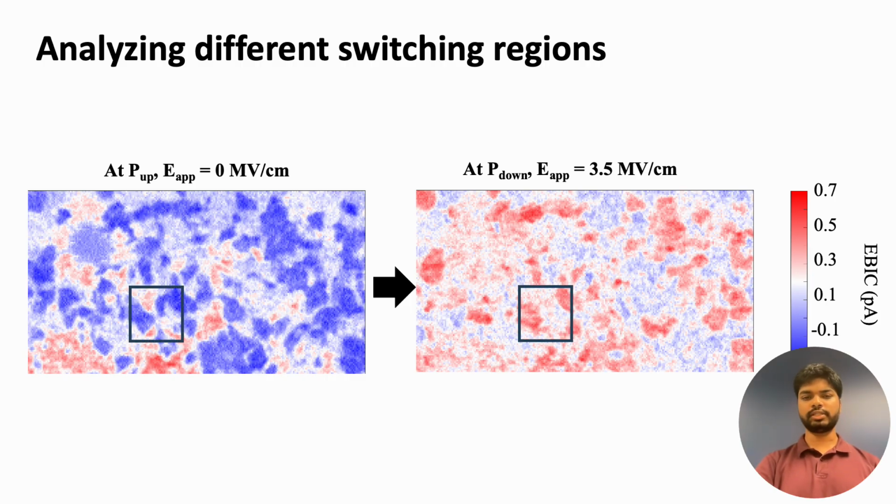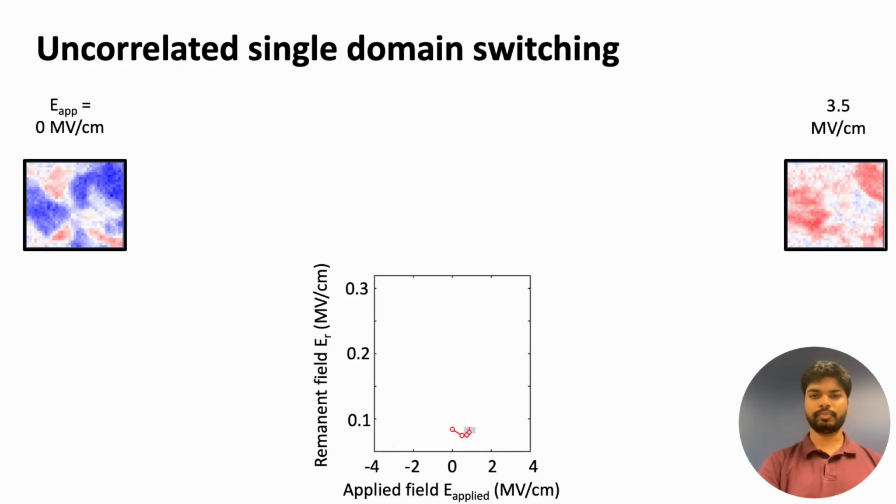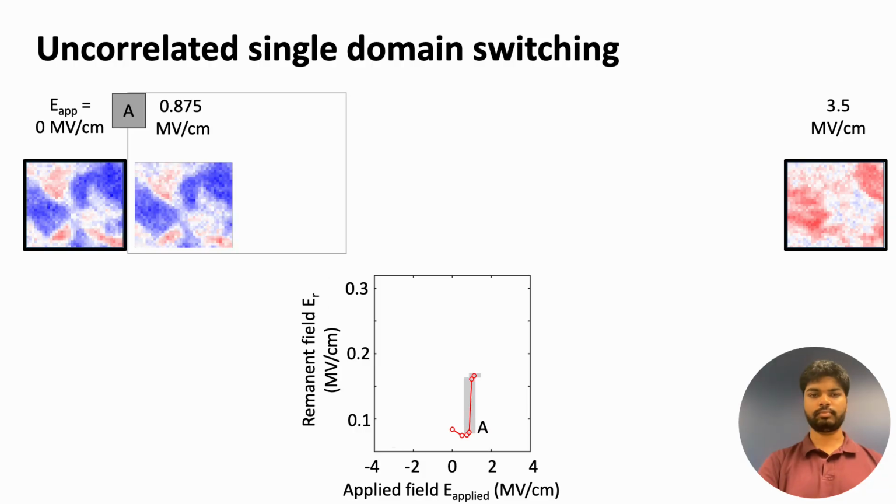Now let's look at a small region within this entire piece. Zoom into this region. At the bottom, we have a remanent field tracker. The remanent field is a measure of the local polarization averaged across the region of interest. Stepping through the applied field, we see that the domains on the right, top right, switch in a single abrupt step with no partial polarized states. This is also reflected by the step increase in remanent field shown in the tracker at the bottom of the screen.